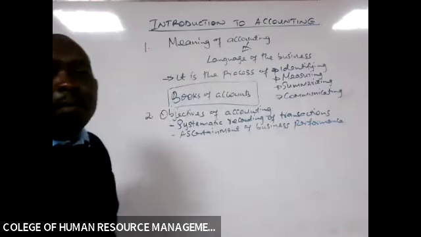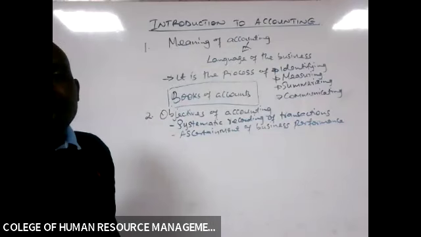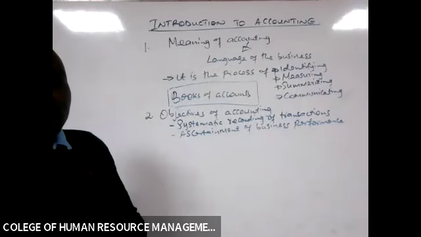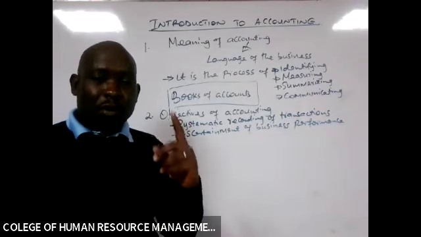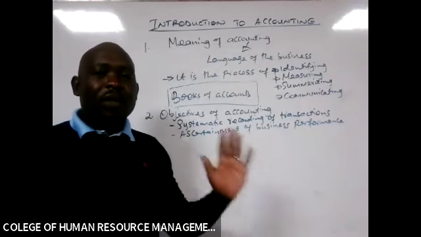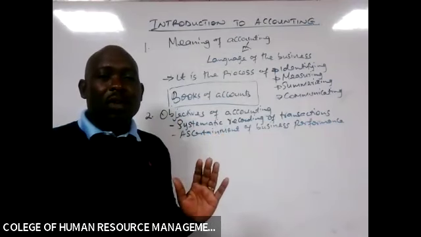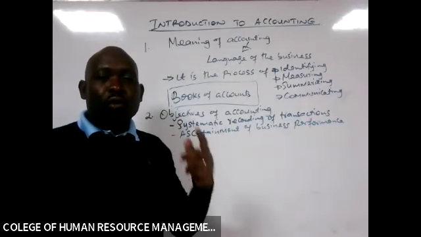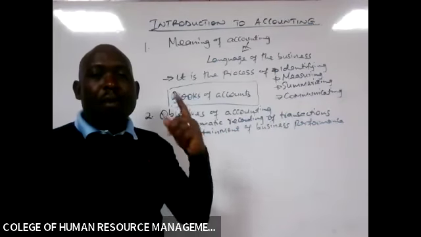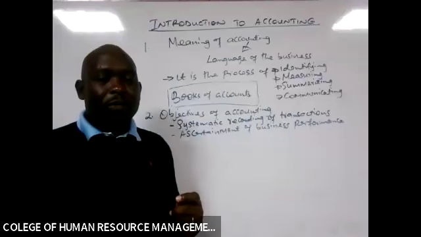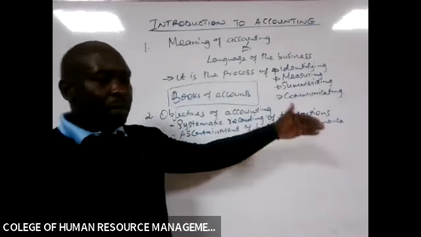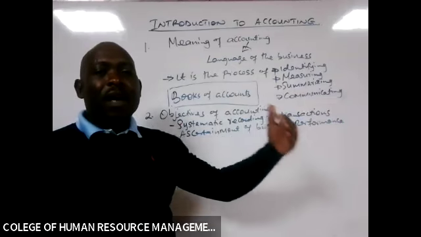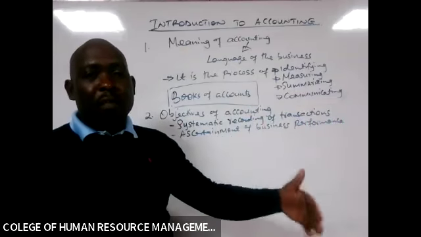Ascertainment of business performance. Any business organization is normally established with the aim of making profit. All business organizations are normally established with the sole aim of maximizing the profit. So therefore, the performance of the business in this case is the amount of profit the business is able to generate.